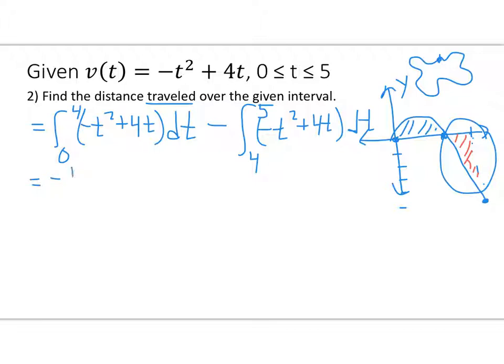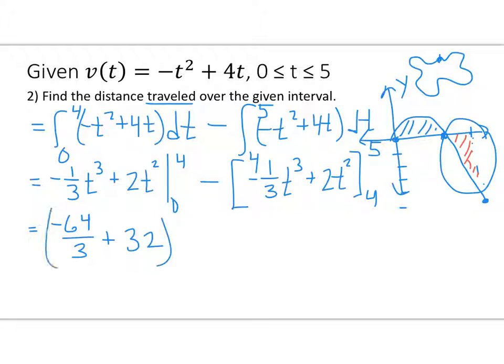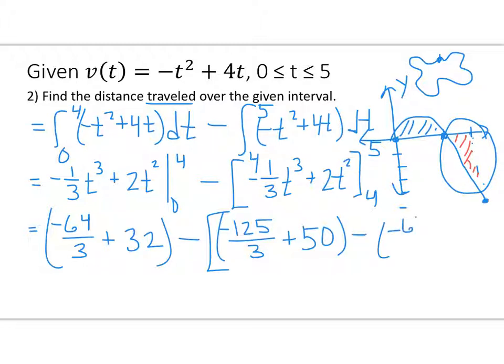So we know that this breaks down to negative 1/3 t cubed plus 2t squared, and I'm evaluating from 0 to 4, minus negative 1/3 t cubed plus 2t squared, but I'm evaluating from 4 to 5. Plugging in, I'm going to have negative 64 over 3 plus 4 squared is 16, 16 times 2 is 32. And then from that I'm subtracting, plugging in my 5, so I have negative 125 over 3 plus 50, minus negative 64 over 3 plus 32.